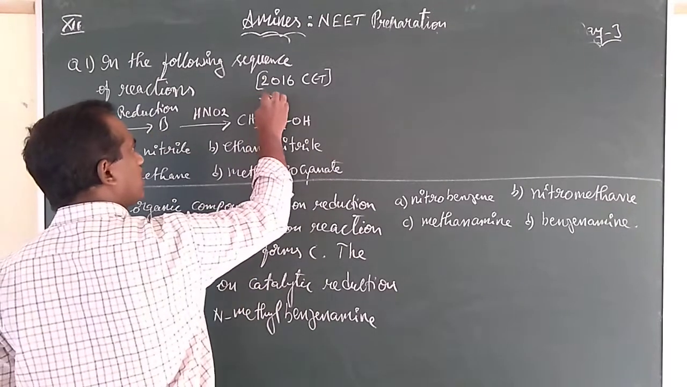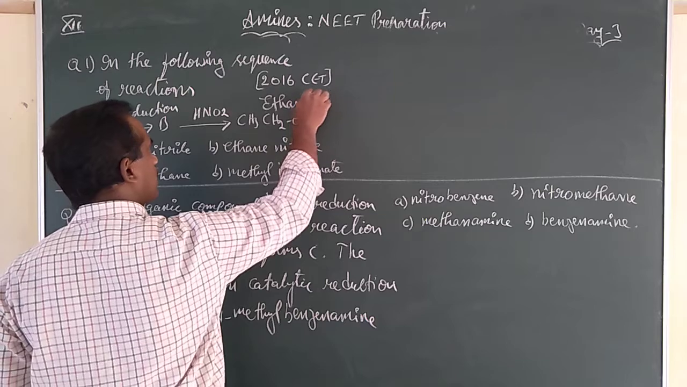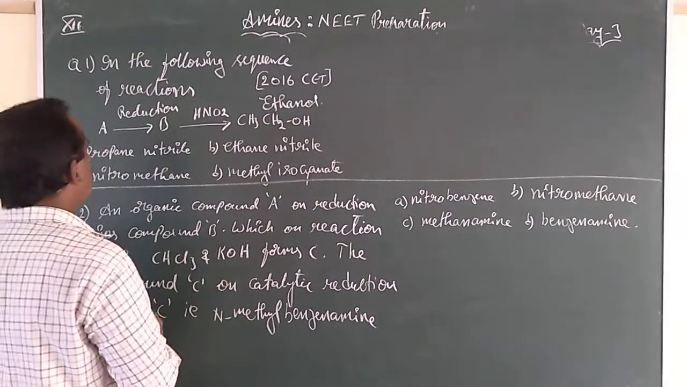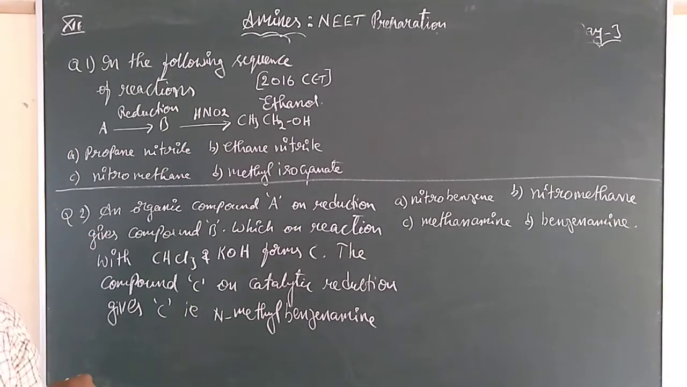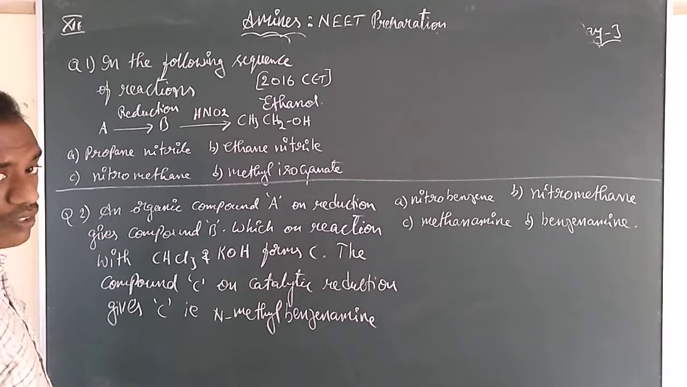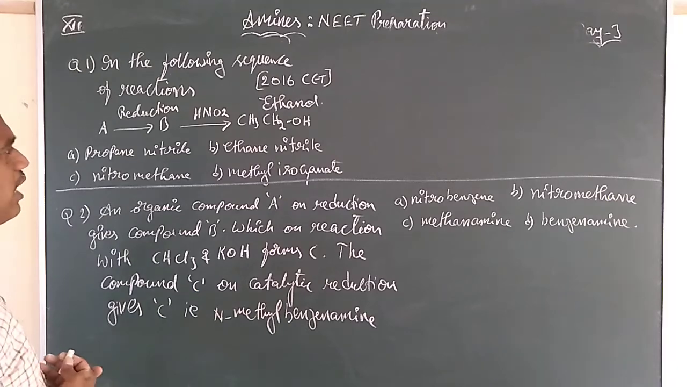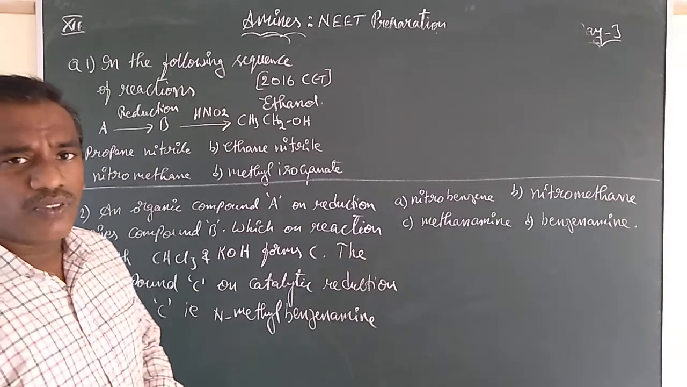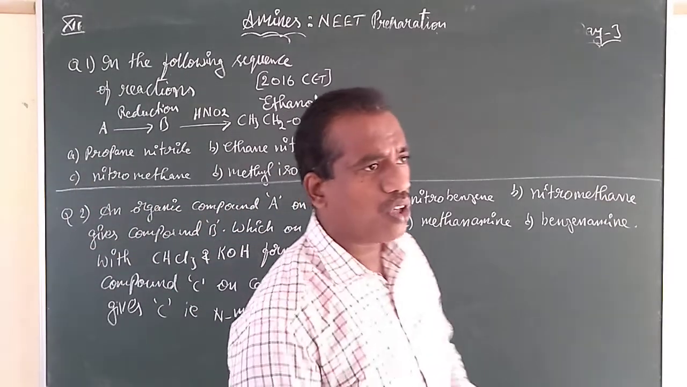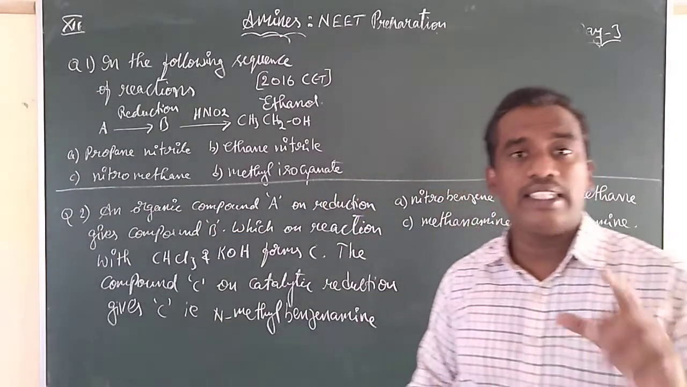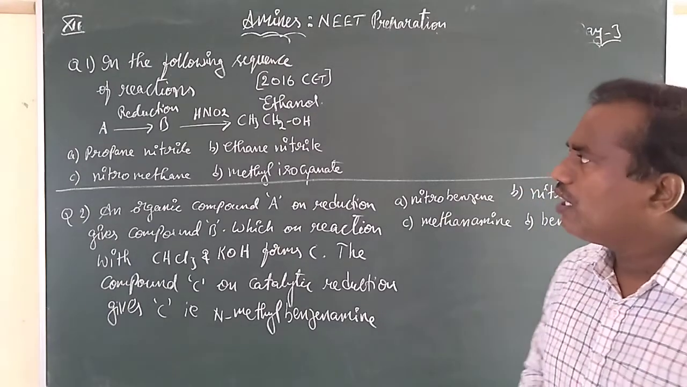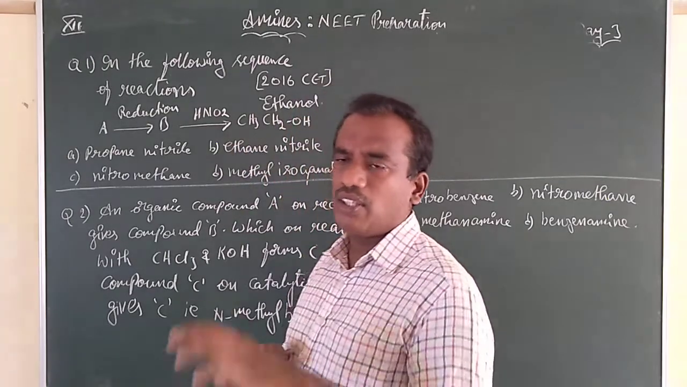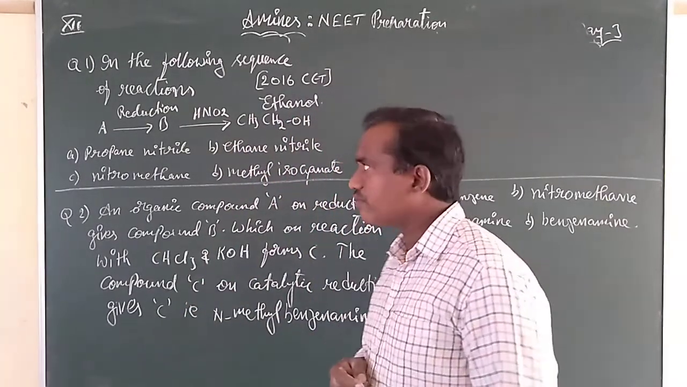What is the name of this one? The name of this one is ethanol. And now we need to find out the A. It was asked in 2016 CET. How can we answer these types of questions? The first thing is we must not give up on the reagents. You must take a step back from C to B. Then you can go from B to A.